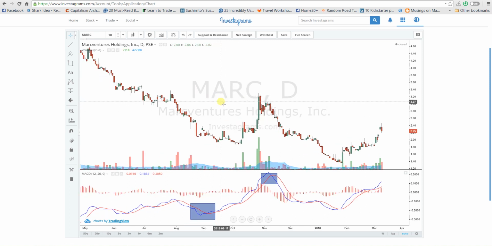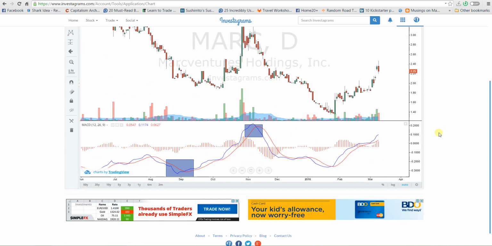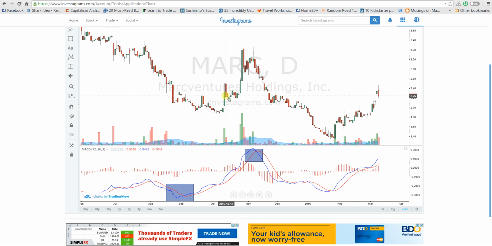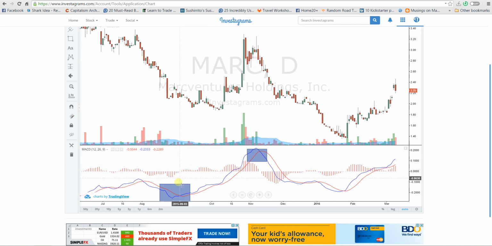Now, many of us here use charts and technical analysis, and one of the most basic indicators out there, the most common tool, is the MACD. So what is the MACD? Basically, it gives you a signal: when the blue line crosses above the red line, it's called a buy signal, a bullish signal. And if the blue line goes below the red line, it's a bearish signal. So that's the basic idea of it.